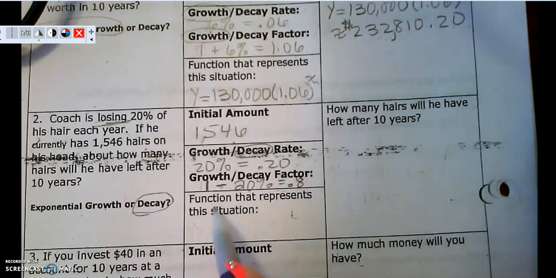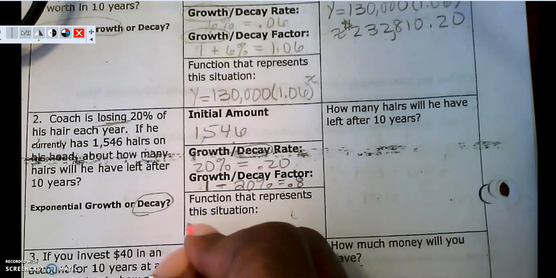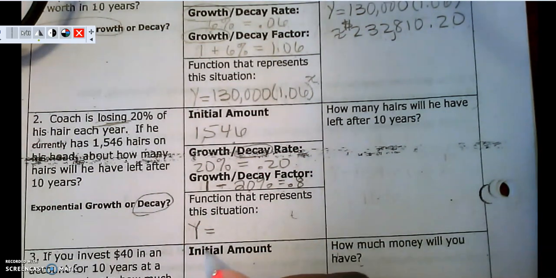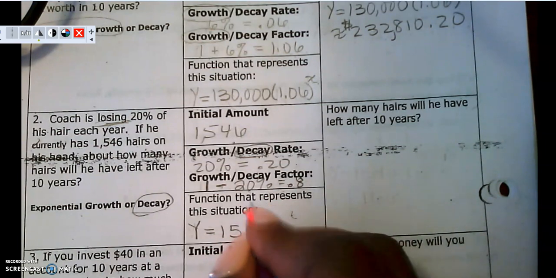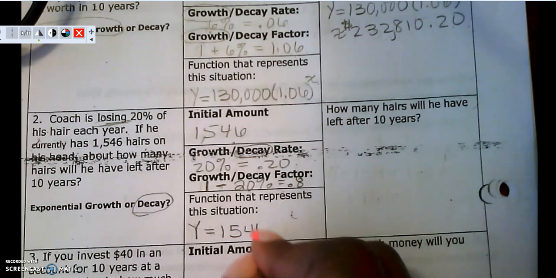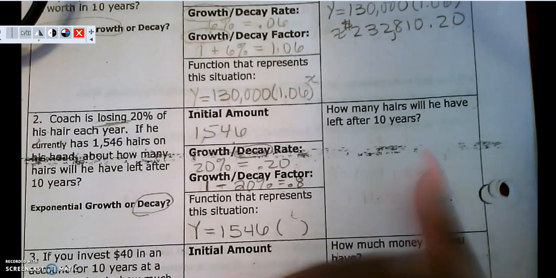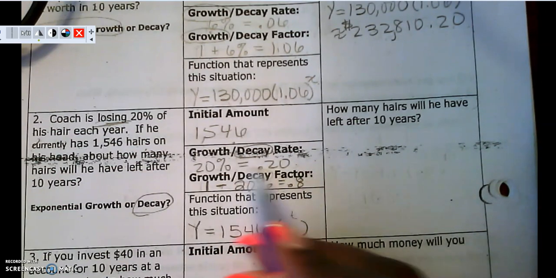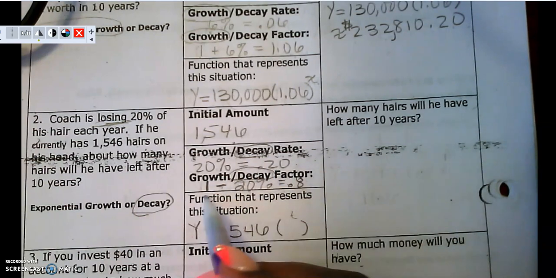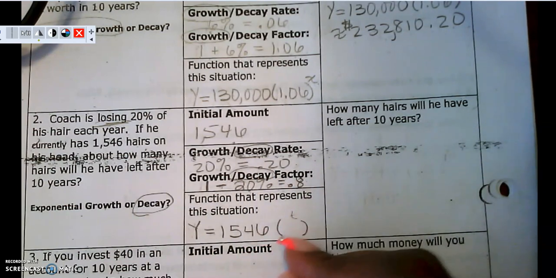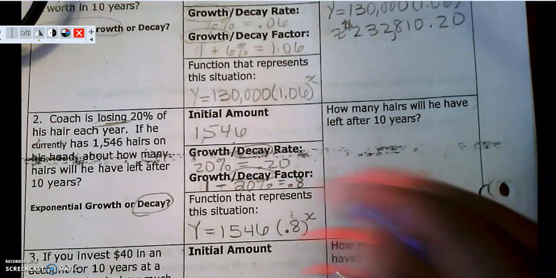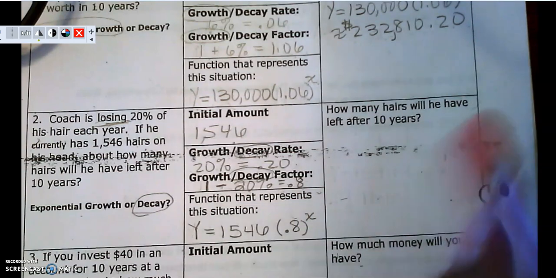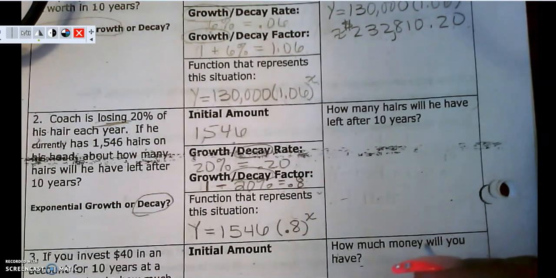So what's the function for this situation? Again, we go back to y equals a times b raised to the x. We know our a is our starting amount, or our initial amount. So 1,546, that's our a, times our decay factor. Remember, it was a decay, so we had to subtract the 20%, and we're left with 8/10. And then we're going to raise it to our exponent of x. So this is our function.